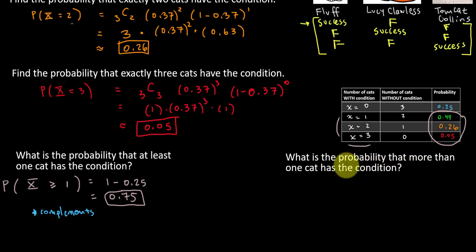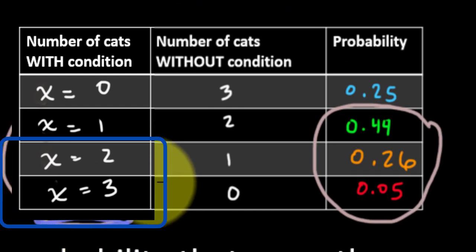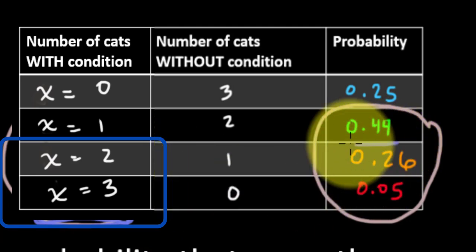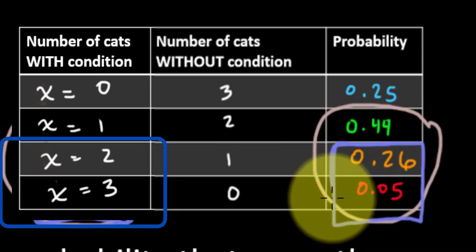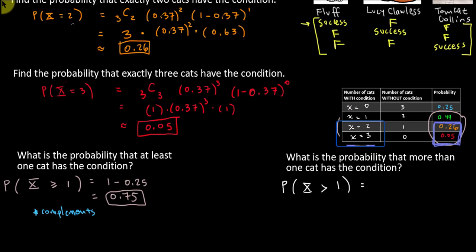Next question. What is the probability that more than 1 cat has the condition? More than 1 cat. Probability x greater than 1, and since it's more than, I would need the greater than symbol. In this case, I need to consider more than one, so I'll use blue here. I need the probabilities that correspond to 2 and 3 successes. So 2 or 3 successes. I need those 2 that I'm putting in a box there. So I will add those up.